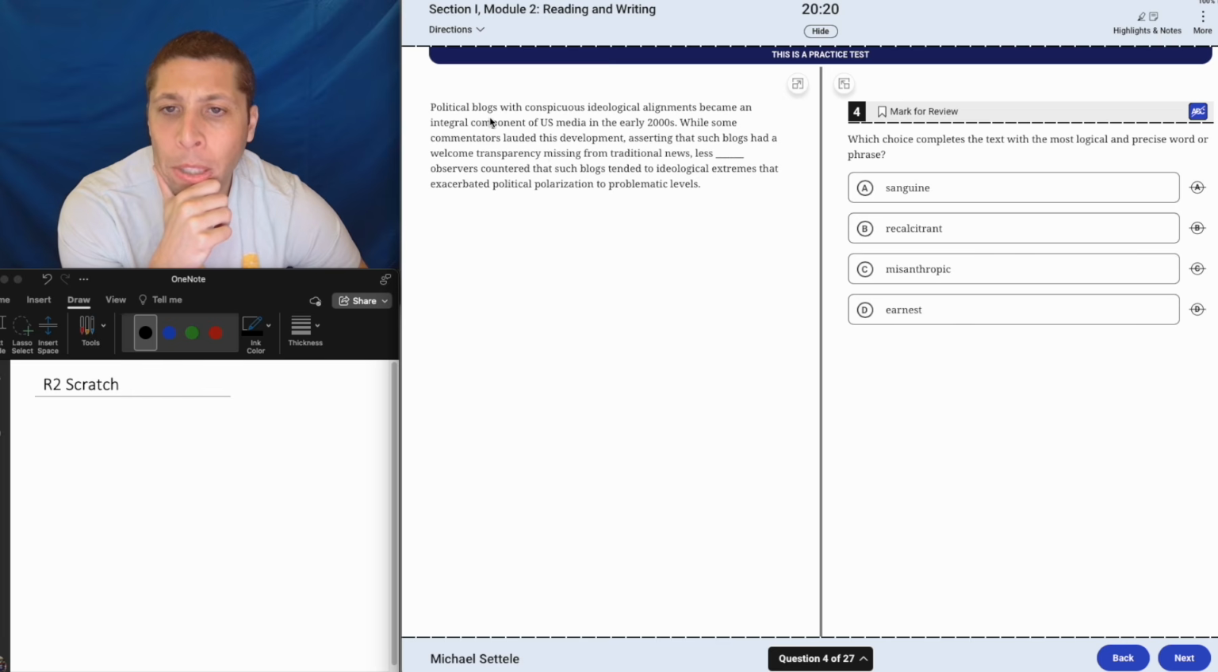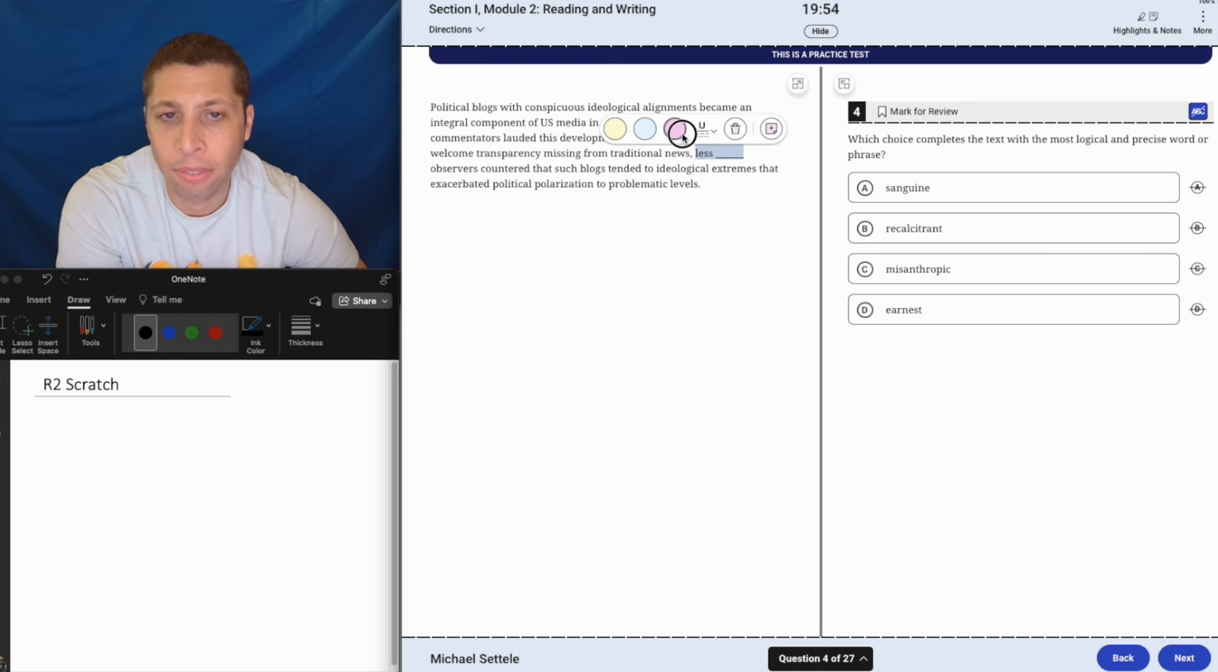Okay. Political blogs with conspicuous ideological alignments became an integral component of U.S. media in the early 2000s. While some commentators praised this development, asserting that such blogs had a welcome transparency missing from traditional news, less blank observers, so something negative here, countered that such blogs tend to be ideological extremes that exacerbate political polarization.